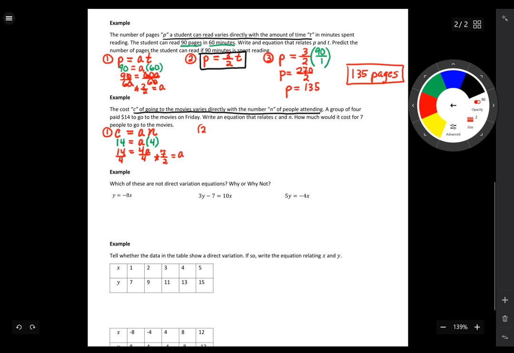Okay, in part 2, Y, oops, it's going to put Y again, I'm so used to it that I get into the habit of doing that. So C equals 7 over 2 times N.